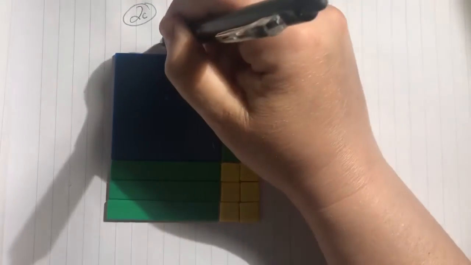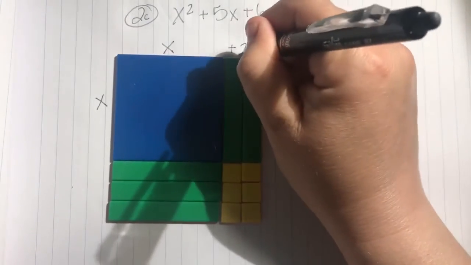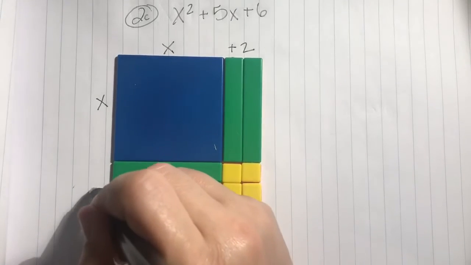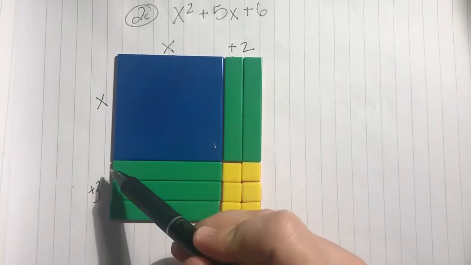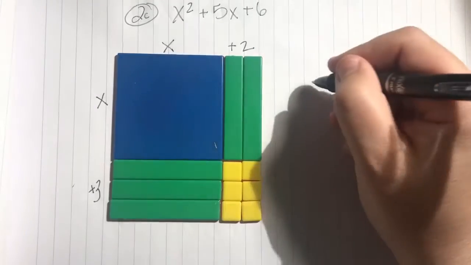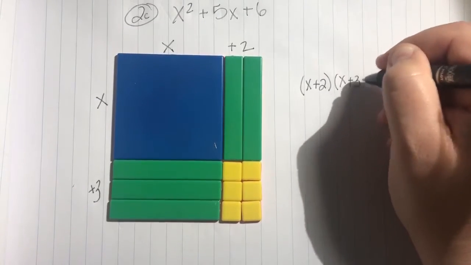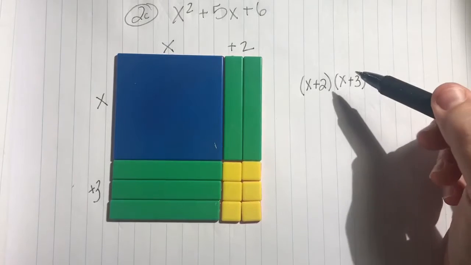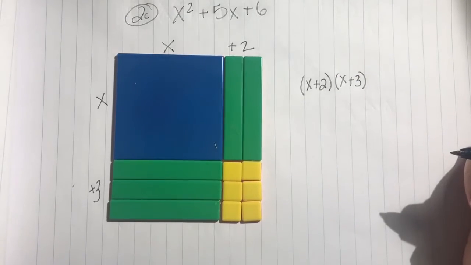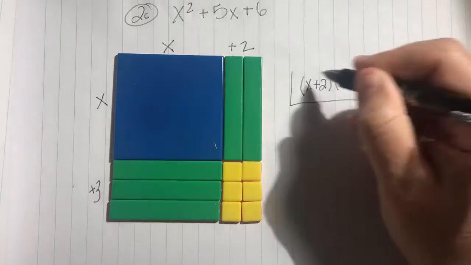So what did we make? Well, up here we have x, and over here we have x. And over here I have plus 2. And over here I have plus 3, right? 1, 2, 3, and this is 1, 2, right? So I have x plus 2 times x plus 3. You can also reverse it and write x plus 3 times x plus 2. It doesn't matter, because multiplication is commutative. You can switch it around. And it's factored. That's it.